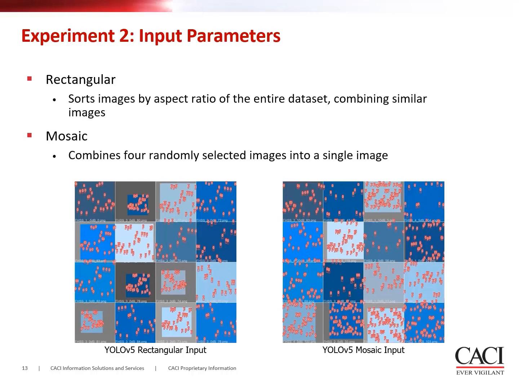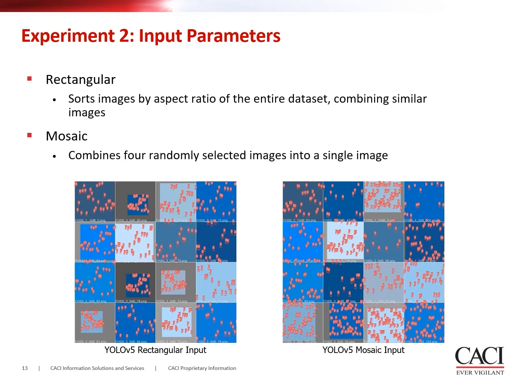Experiment 2 focused on YOLO input parameters. YOLO provides a few input parameters that could be leveraged for possible hyperparameter tuning, such as choosing between mosaic and rectangular tiles. Mosaic combines 4 randomly selected images into a single image. The size and shape of the small images can be different.